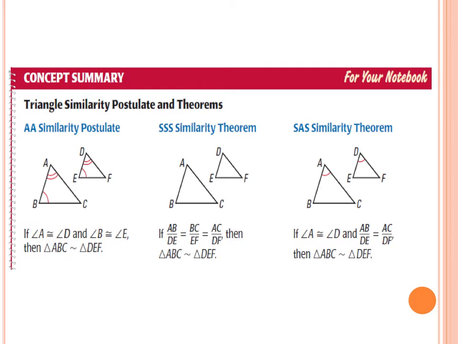So there are only 3 shortcuts to prove triangles similar, whereas congruence had 5 shortcuts.